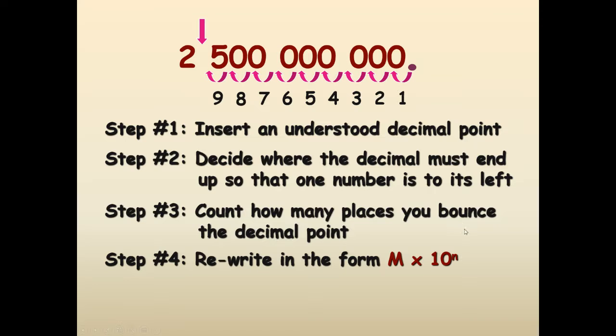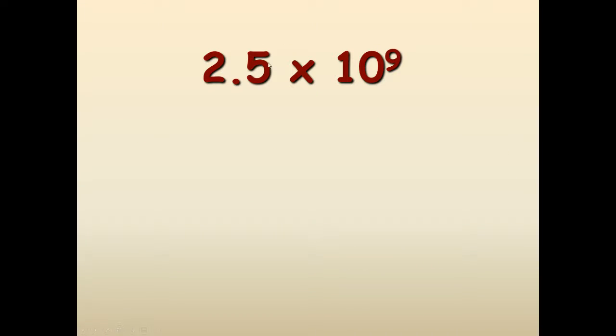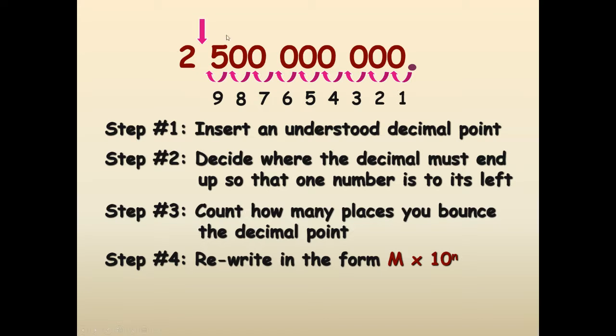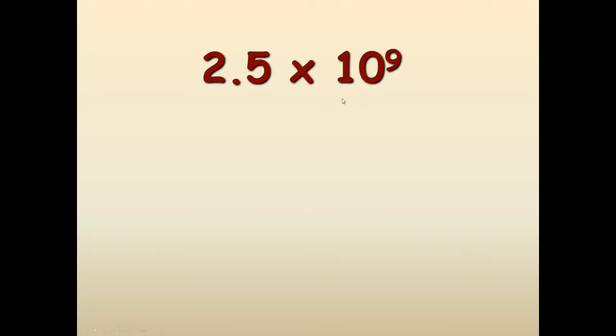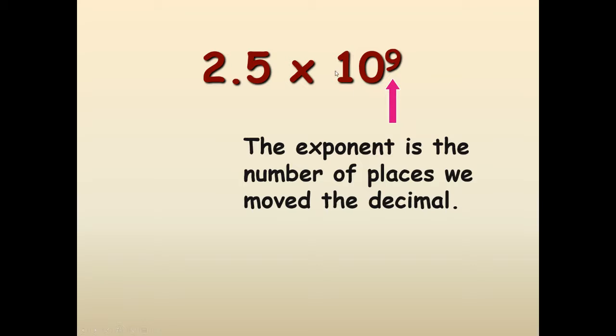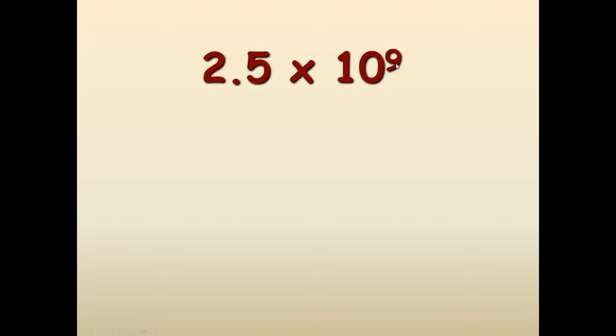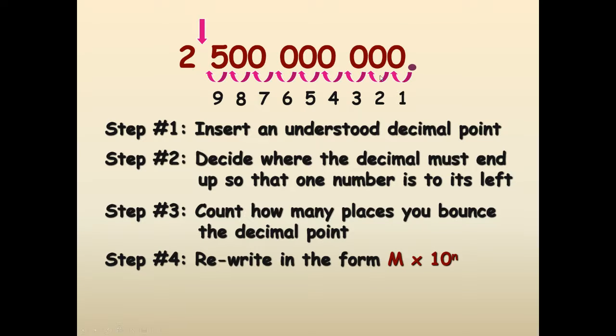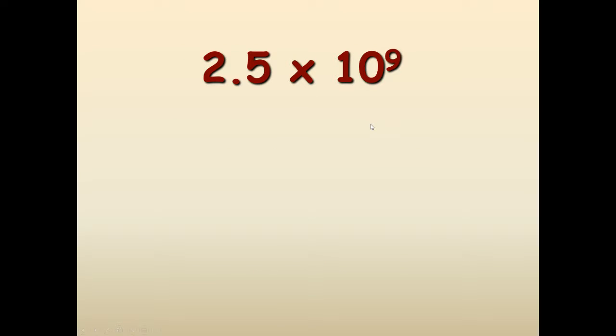The number of places that we move that decimal point becomes our exponent. So now we're going to rewrite this in the form of m times 10 to the n. Our m, remember, is just the number that we created by moving the decimal to where there's only one number to the left. So the m is 2.5. Then it's times 10. It'll always be times 10. And then this number is the number of times we moved that decimal. So I moved the decimal 9 times, so the 9 is going to be my exponent.